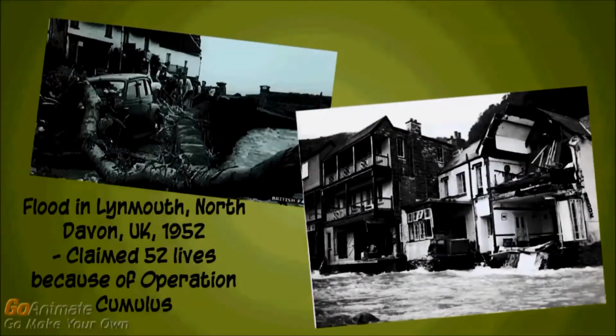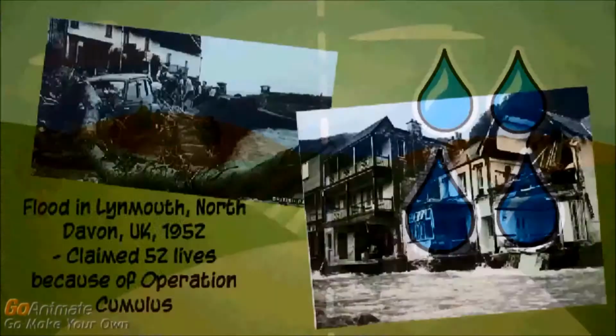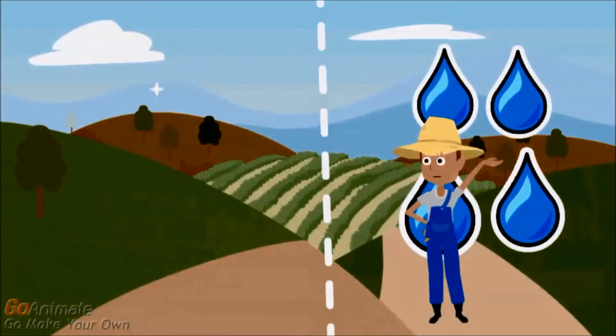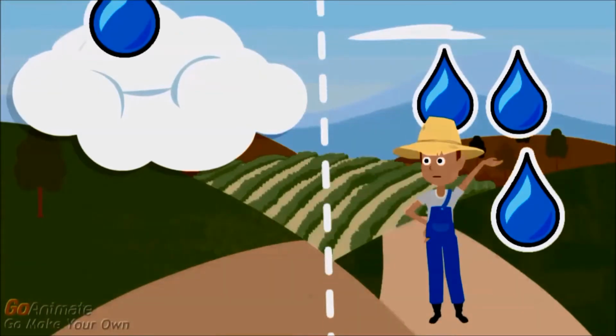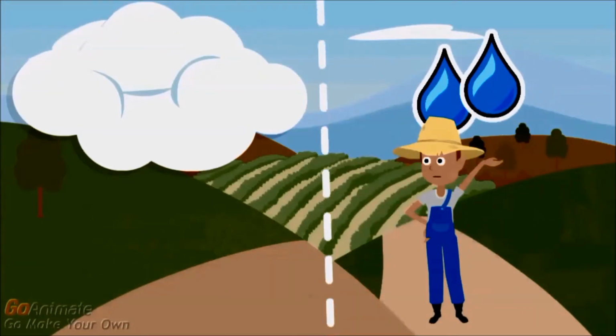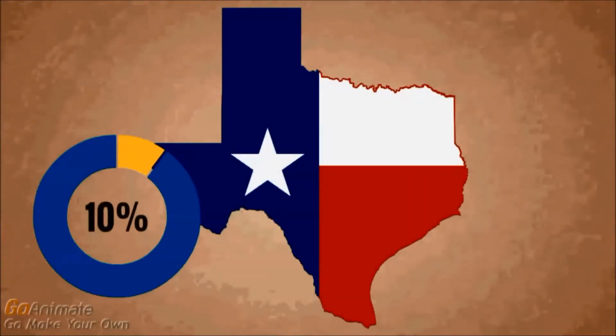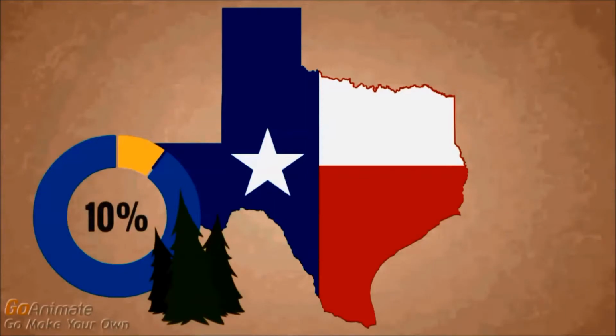In 1952, a flood in Plymouth happened because of an uncontrolled cloud seeding experiment. Excessive cloud seeding might also extract too much moisture to create the clouds. In 2011, Texas lost 10% of the forest because cloud seeding from other states extracted all the moisture from the sky in Texas, meaning there's no moisture for rain clouds to form and the trees therefore have no water.